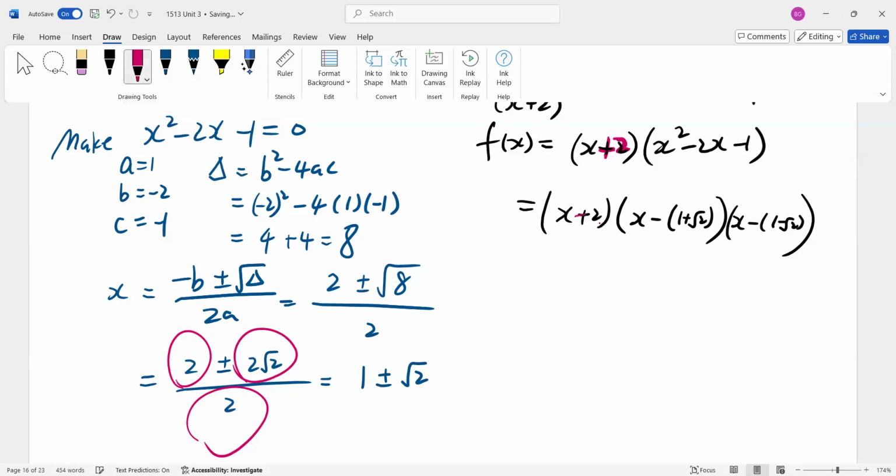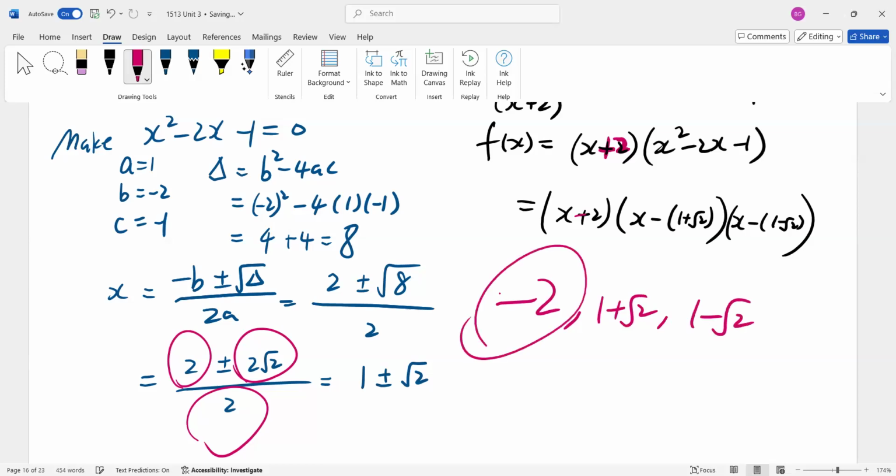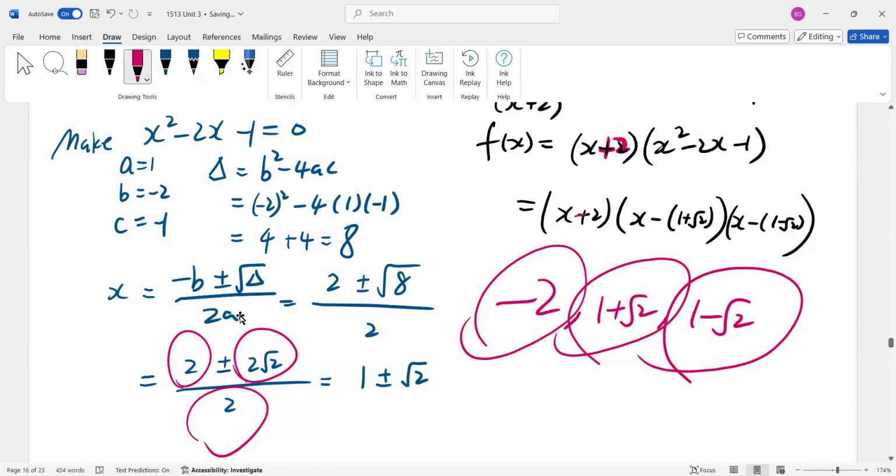You take the opposite of them, and you have -2, you have 1 plus root 2, you have -1 minus root 2. Now you have all the 3 roots. We got all the 3 roots. This polynomial doesn't have any non-real complex roots, but it does have 2 irrational roots. Is that clear, everybody? It takes practice.